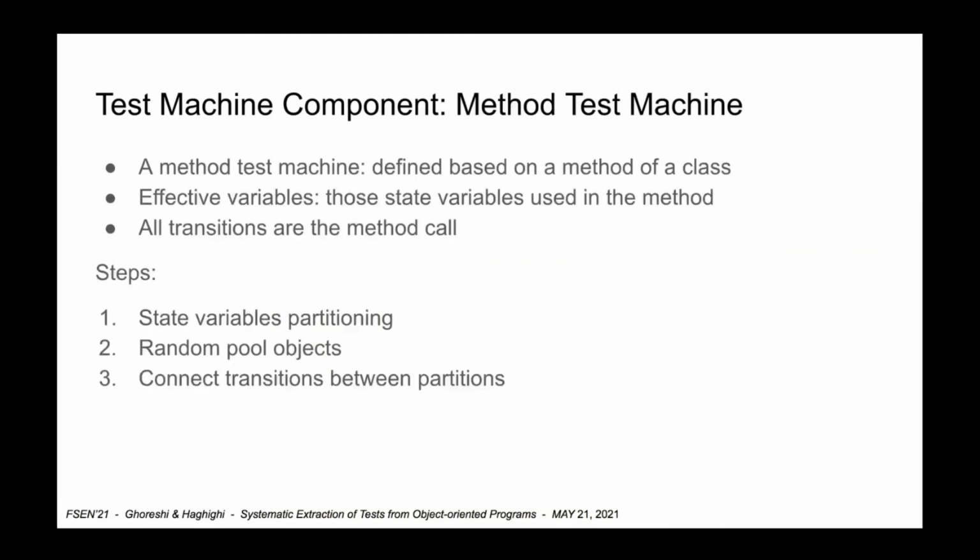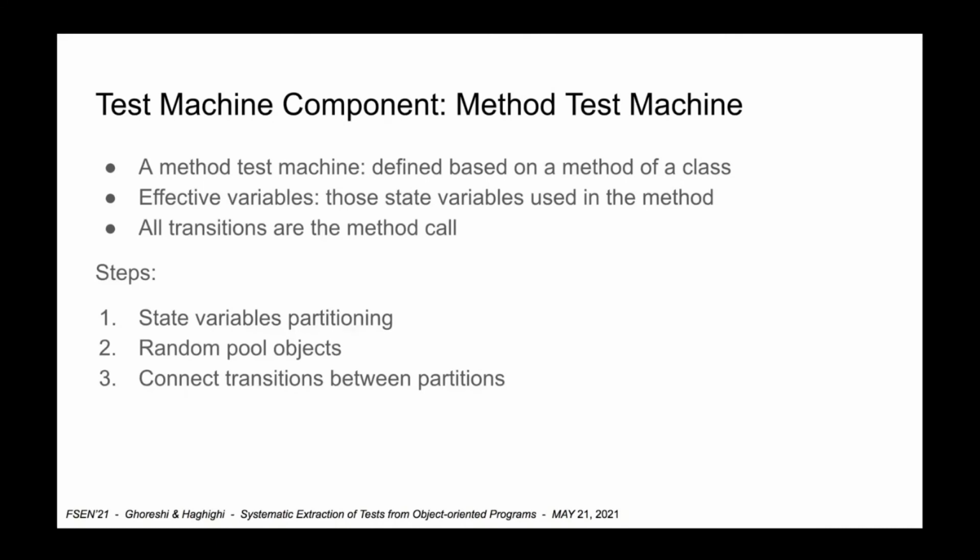As mentioned, a method test machine is defined corresponding to a method of a class. In a method test machine, states are defined on class variables or class fields that are used in the body of the method. These variables are called effective variables. In addition, in a method test machine, all transitions represent a call to the method for which the method test machine is being defined. The following steps describe how to extract the test machine for a method in a class.